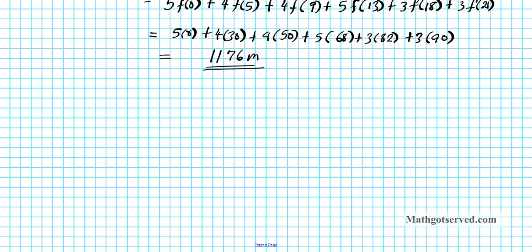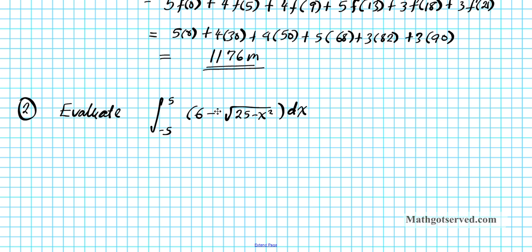Alright, let's take a look at question number 2. For number 2, we're going to evaluate the definite integral from -5 to 5 of the function 6 minus the square root of 25 minus x squared dx. Now this is a situation where we can make use of the geometry of the appearance of this function on this interval to compute what the area is.